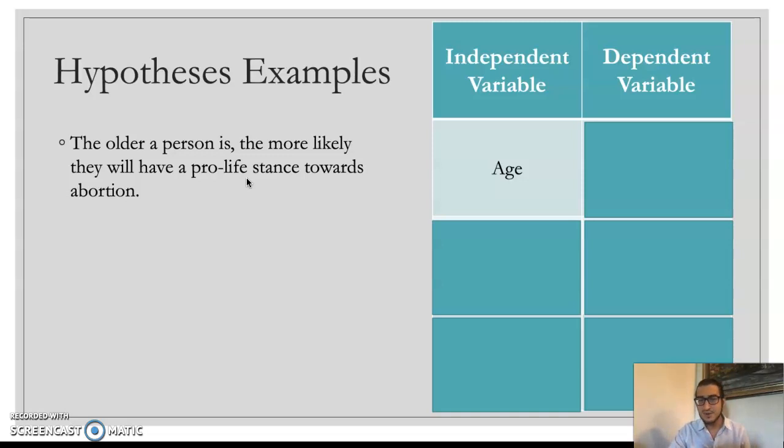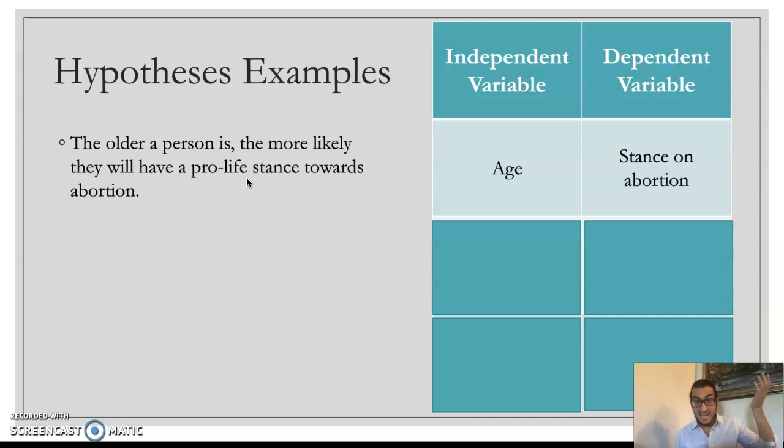We wouldn't expect a person's age to vary or fluctuate depending on their attitudes about abortion, but we may expect that a person's age, the older or younger a person is, could likely predict their stance on abortion, right? In this particular hypothesis, we're anticipating that an older person, so a person with a higher value or a higher age, would more likely have a pro-life stance towards abortion in comparison to people who are younger.